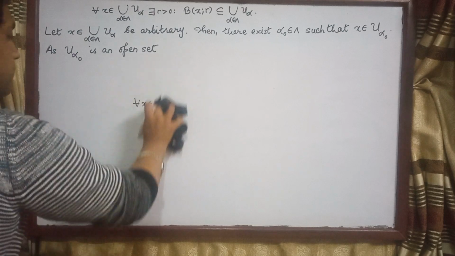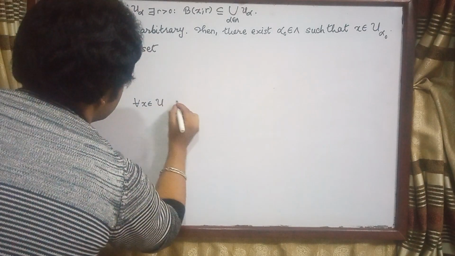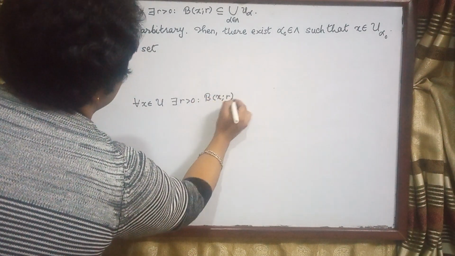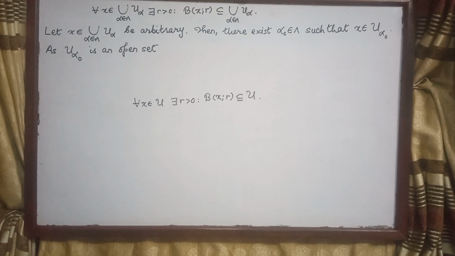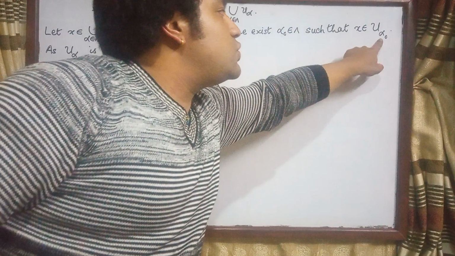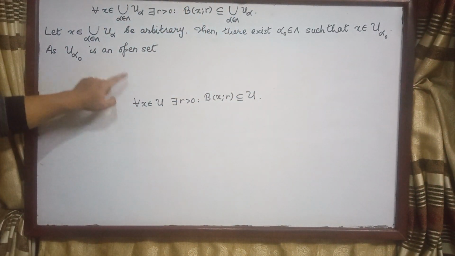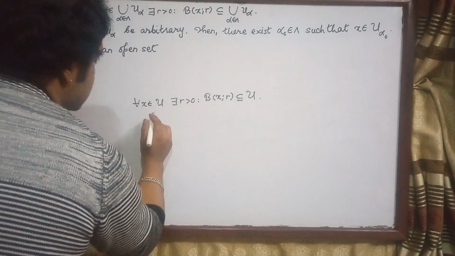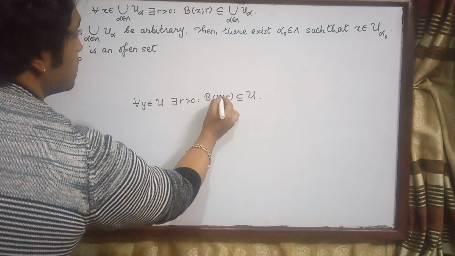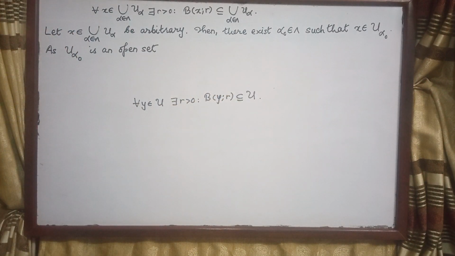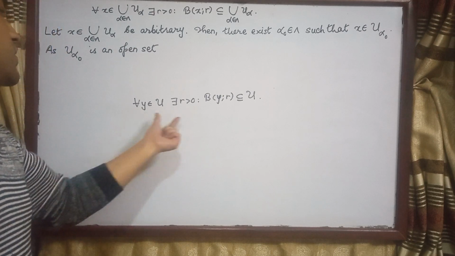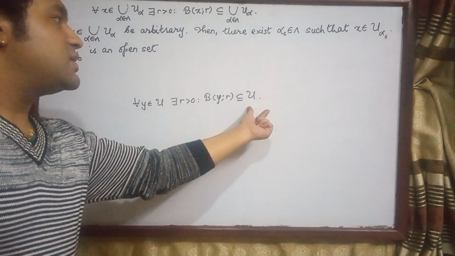If U is some open set, then if x belongs to U, there exists r greater than 0 such that B(x,r) is a subset of U. Okay, now what do we have? For every x belonging to U, so basically for this x belonging to U alpha naught, since this is an open set, let's change the symbols a little bit just to avoid confusion. For all y belonging to U, there exists r greater than 0 such that this holds.